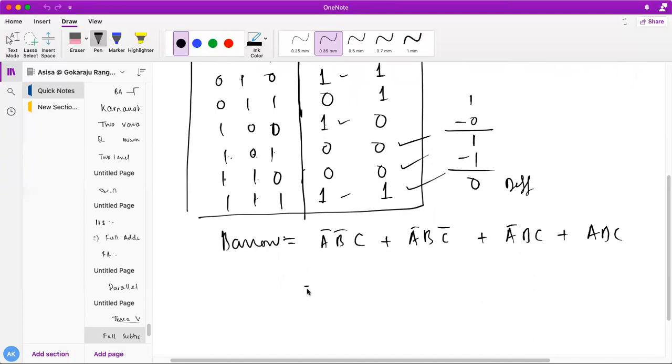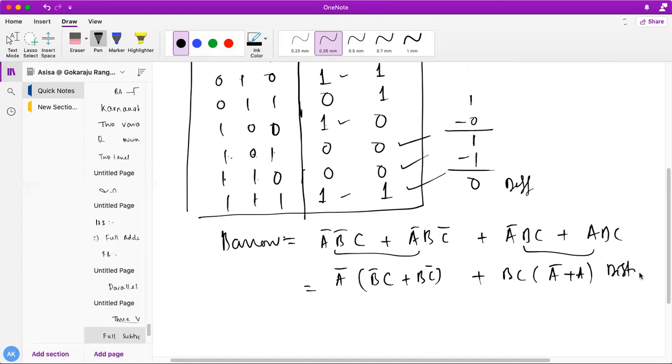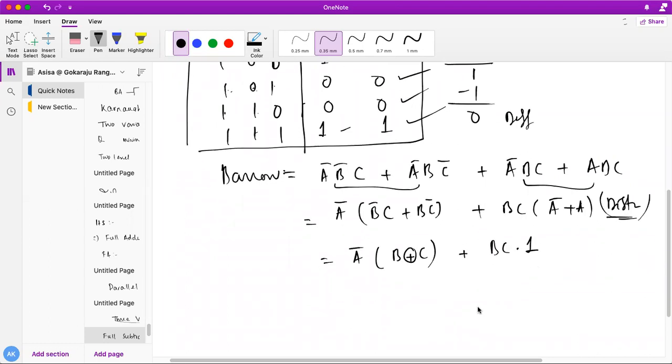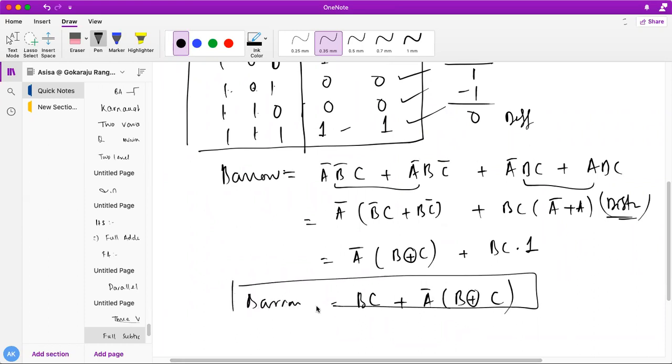So this is what I am doing here. I've just taken a common here, a bar, so distributive law I have just applied. So I have got here b bar c and bc bar. Okay, and here I'll take again the distributive law, bc. So I can get a bar or a. Okay, so what I get here, b bar c or bc bar is what? This is b xor c. And this is bc and 1. So I can get finally bc or a bar b xor c. So this is one of the equations for my borrow.